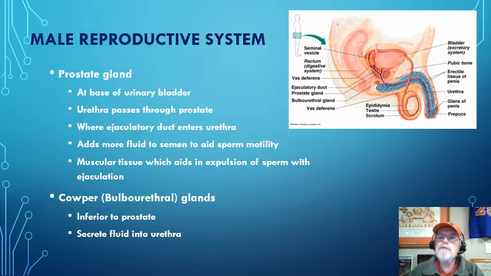Cowper's glands are also small glands, and you can see it looks like a little pea just underneath the area of the prostate. It's inferior to the prostate. It also secretes a fluid into the urethra that adds to the semen. That's called the Cowper gland or bulbourethral gland, which is just below the area of the prostate. And those are the organs we pretty much talk about.